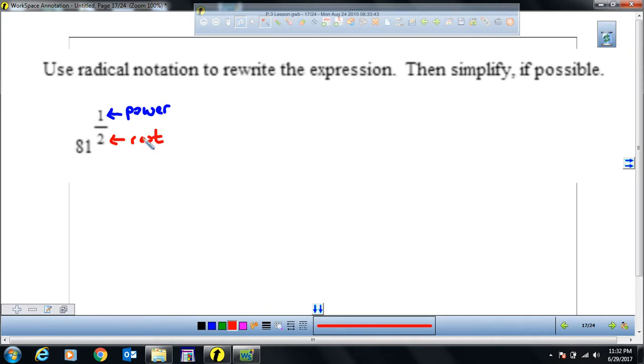So basically, that 81 raised to the 1/2 means the following: that you are taking the square root of 81, and then that power of 1 means that you are raising it to the first power. If I get the square root of 81, that is going to give us a 9 right here. But then if I raise that to the first power, that is still going to be 9.